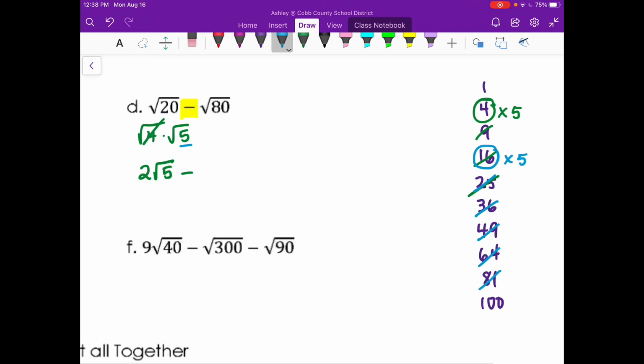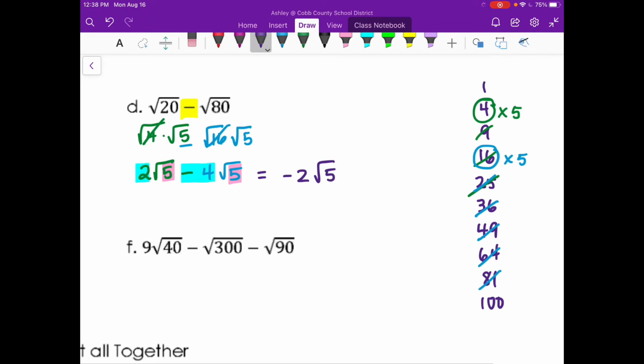So we're going to split the 80 into radical 16 times radical 5 and bring out the root of 16, which is 4, giving us 4 radical 5. Now we have like radicands, and we can subtract our radical expressions. So we'll subtract their coefficients. 2 minus 4 is negative 2. So we end up with negative 2 radical 5.